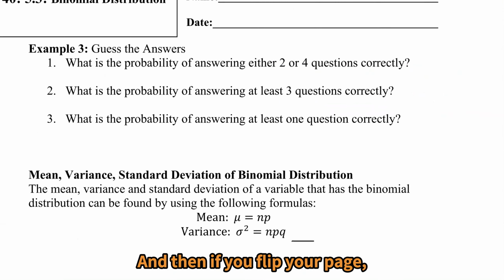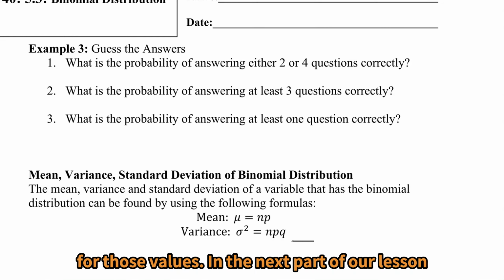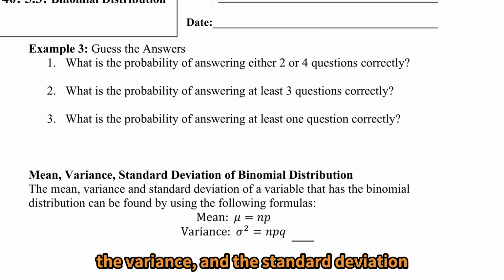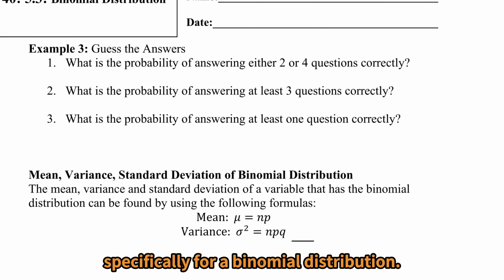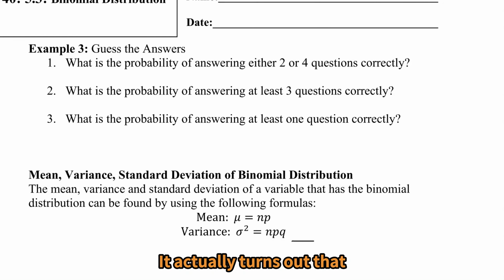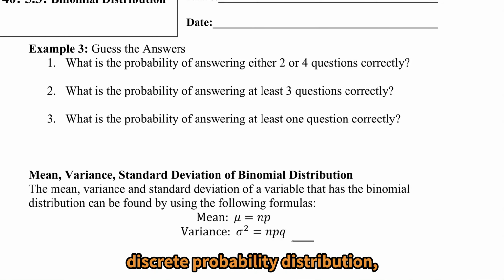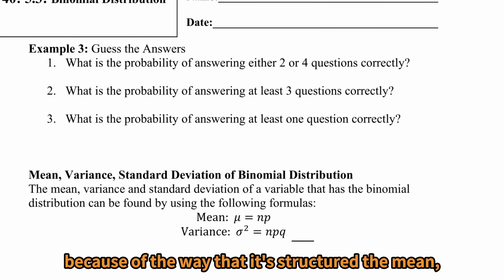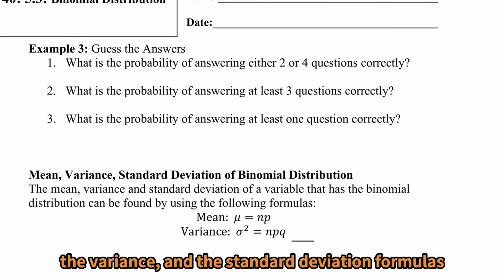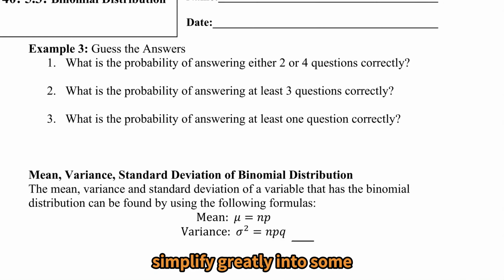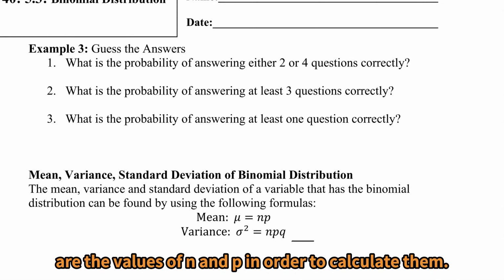And then if you flip your page, we can fill these answers in quickly for those values. In the next part of our lesson, we'll talk about the mean, the variance, and the standard deviation specifically for a binomial distribution. It actually turns out that even though a binomial distribution is just another discrete probability distribution, because of the way that it's structured, the mean, the variance, and the standard deviation formulas simplify greatly into some nice formulaic calculations. And all we need to know are the values of n and p in order to calculate them.